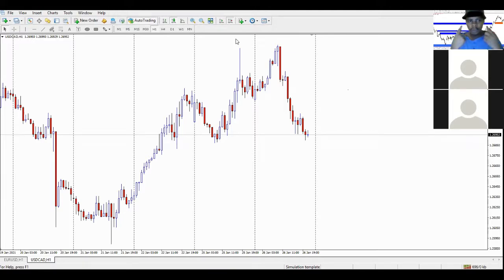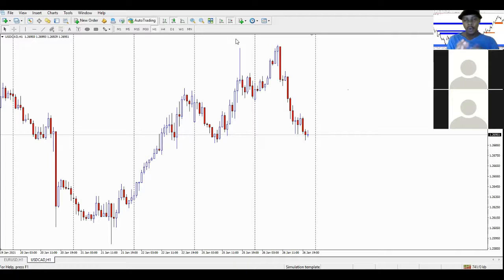So the first thing you're going to have to ask yourself, okay, I see this USD CAD chart on whatever time frame of your choice, whether you're on the 1 hour, the 4 hour, the daily, it doesn't matter. But this strategy works best when you're trading the 1 hour, the 4 hour, the daily, weekly, and monthly, especially from the 4 hour upwards. So this strategy works very well for the higher time frames.